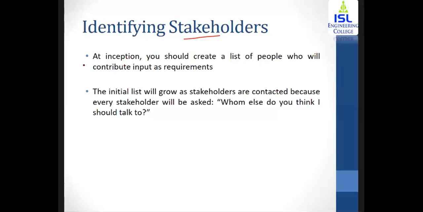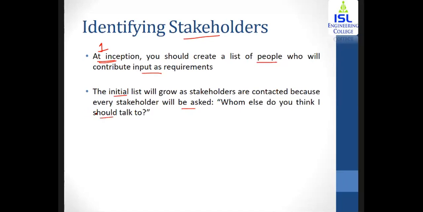Now, coming back to identifying the stakeholders. At the inception phase, it is the first task within the requirement engineering tasks. At the inception phase, you create a list of people who will contribute input as requirements. So we have seen the different stakeholders. When you identify all the stakeholders, you're going to identify what each stakeholder wants within the software. Initially, the list will grow as stakeholders are contacted, because every stakeholder will be asked, who else do you think I should talk to?